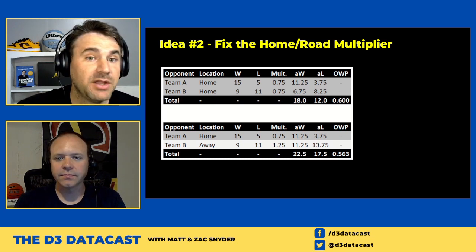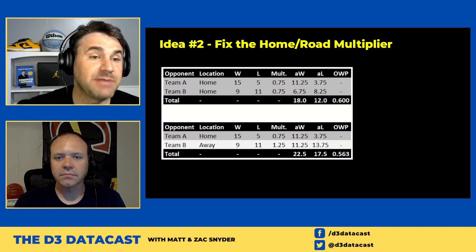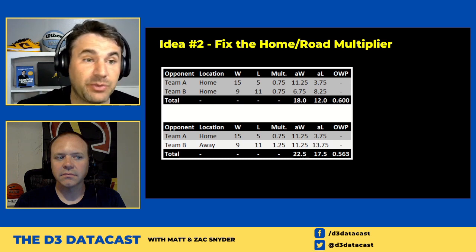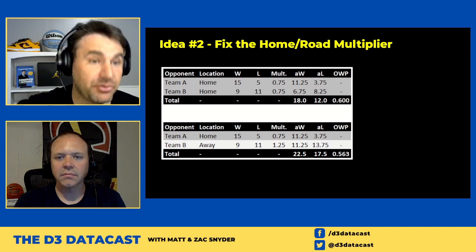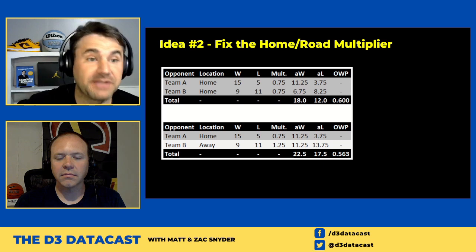But those are home games, so it's a 0.75 multiplier. How the calculation actually goes by the NCAA, they take that multiplier and multiply it by the wins, and multiply it by the losses to get an adjusted win-loss. So that 11.25 and 3.75, that's their adjusted win-loss. And then those wins and loss columns are added together, and that win-loss percentage is the OWP. So you can see at the top, where you play both those games at home, it adds up to an 18-12 adjusted record, which is a .600 OWP, right? Okay, so that's the OWP.